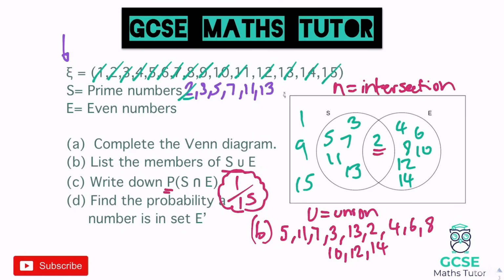Again, it could say S ∪ E, and that would have been, again, we've got to count all the numbers in the union. Let's have a look, there's 3, 6, 9, 12 numbers there, so that would be 12 out of 15.